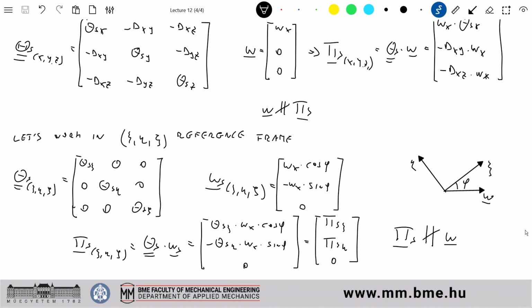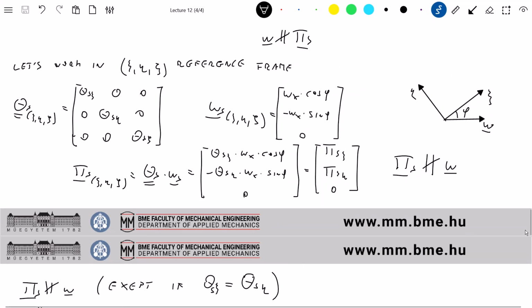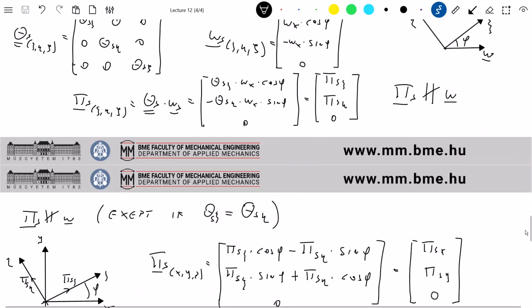Let's compute pi s in psi eta zeta: theta s times omega s. If we compute this, we see that we have two terms which are not 0 here. And so, as I mentioned, again this pi s is not parallel to omega.